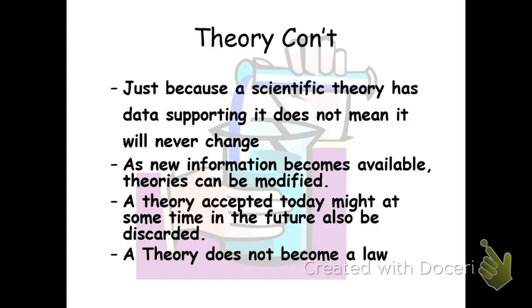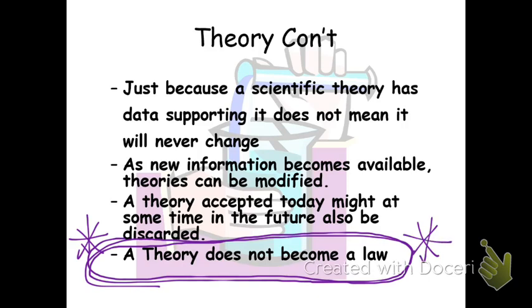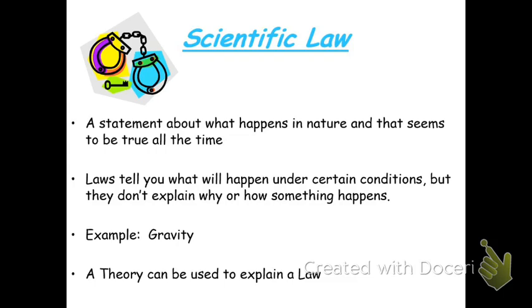A key component to these notes right here is the very last sentence. A lot of science teachers teach that a theory becomes a law. A theory does not become a law. In physical science, theories and laws are two totally different things. So make sure that you know this. Okay? A theory is an explanation of why something happens. So this is why: why, when you throw a ball, it goes up and it comes back down. Okay? A law is just a statement.